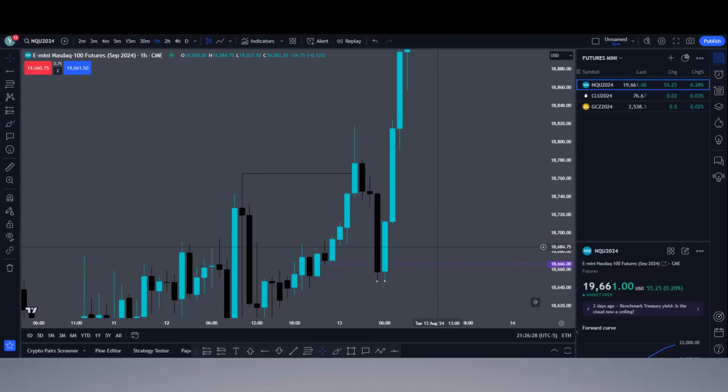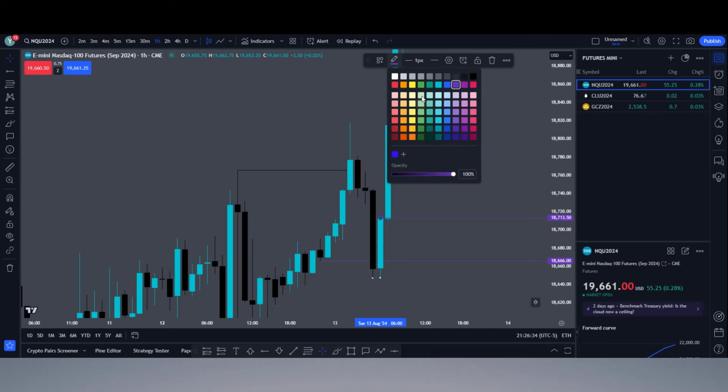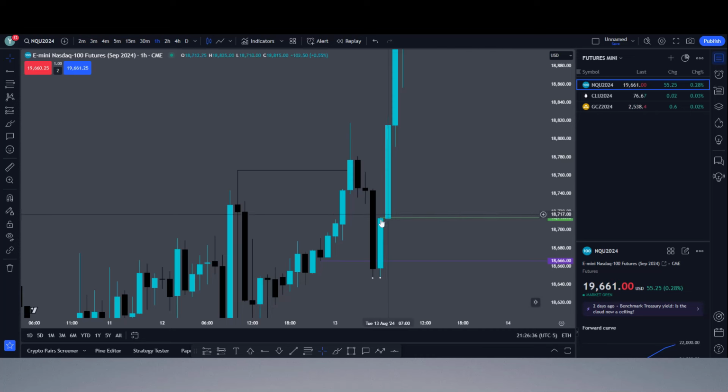Okay. Now what else are we waiting for? Now we're going to go ahead and put an entry. As soon as that candle high is taken out, we go ahead and enter right there. What else? Our stop loss is going to be down here. Our stop is going to be down here on this market right there.